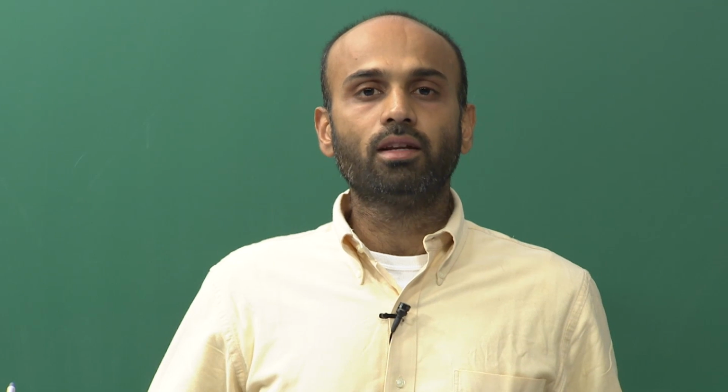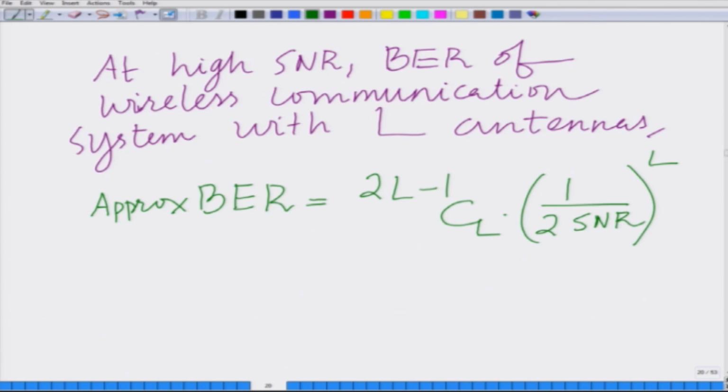In the last lecture, we derived an expression for the approximate bit error rate in a wireless communication system with L receive antennas, and we said that the approximate bit error rate, as you can see here, is 2L minus 1 choose L times (1 over 2 SNR) raised to the power of L. This is the expression for the approximate bit error rate in a wireless communication system with L receive antenna elements, or with receive diversity. Now today let us do some examples to understand this better.